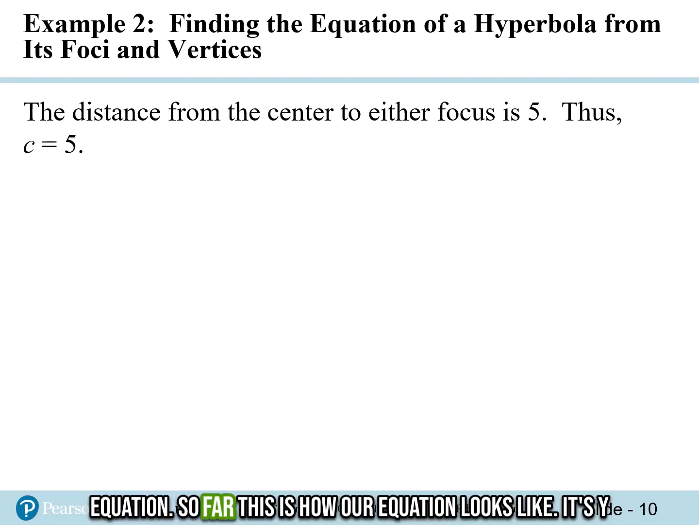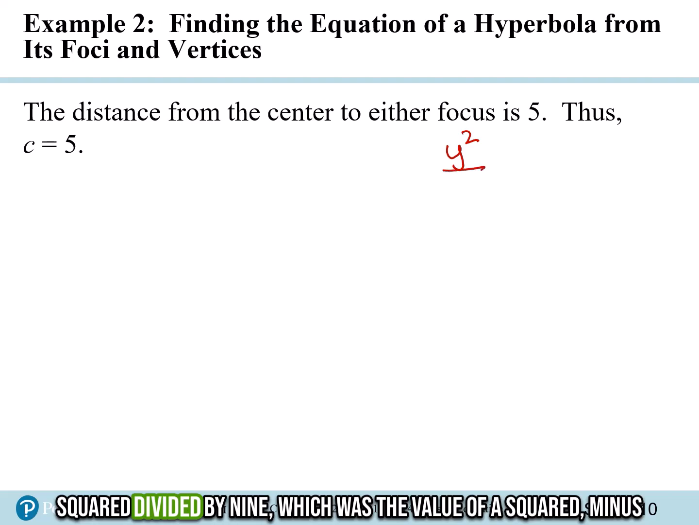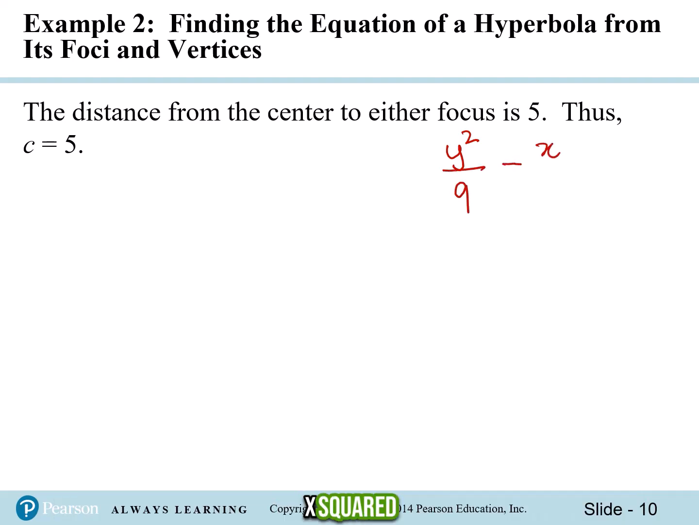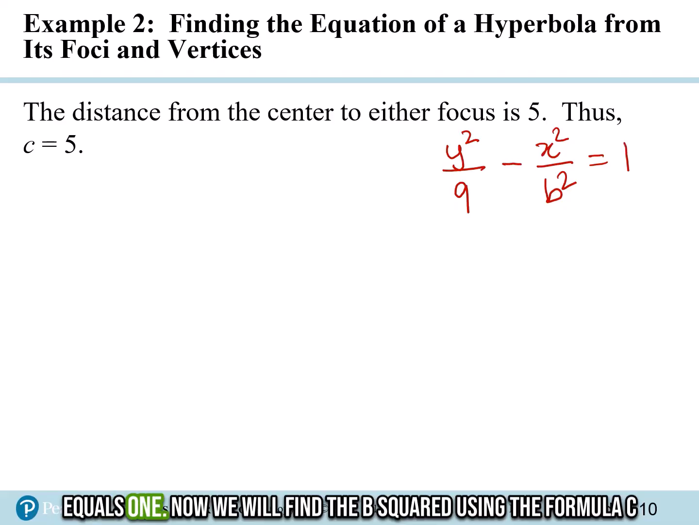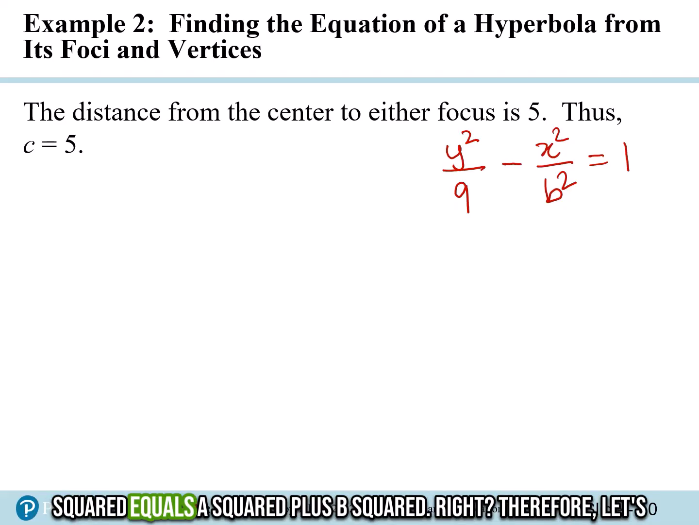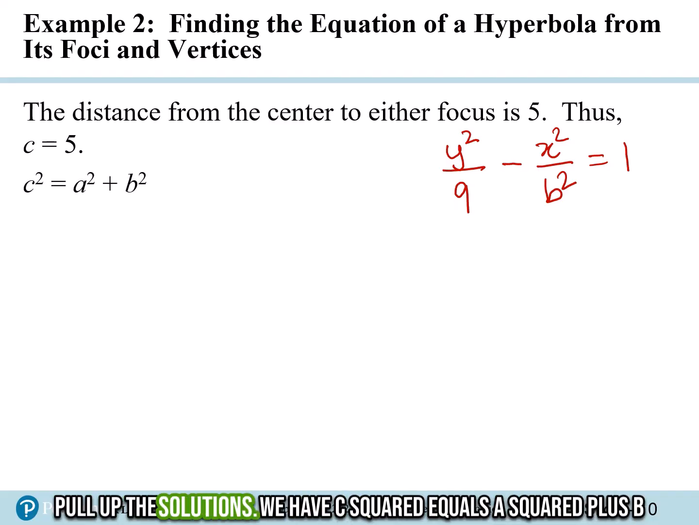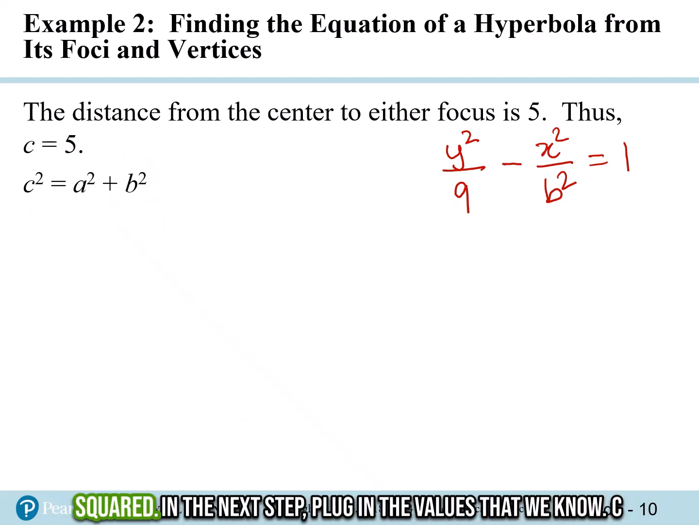Now we will need to find the value of b squared in order to complete the equation. So far, this is how our equation looks. It's y squared divided by 9, which was the value of a squared, minus x squared divided by b squared equals 1. We do not know yet the value of b squared. Now we will find b squared using the formula c squared equals a squared plus b squared, right? Therefore, let's pull up the solutions. We have c squared equals a squared plus b squared. In the next step, plug in the values that we know.